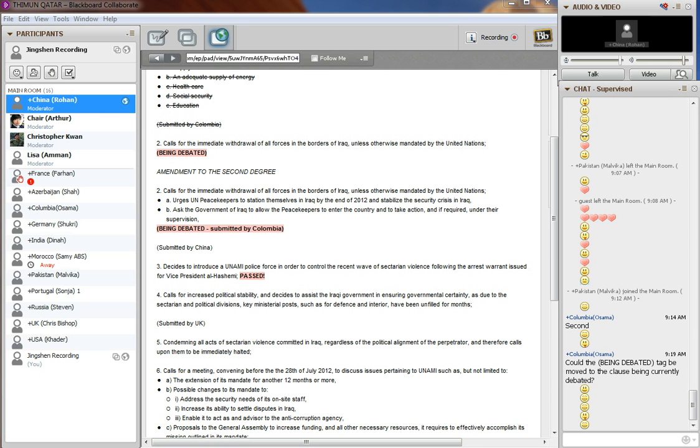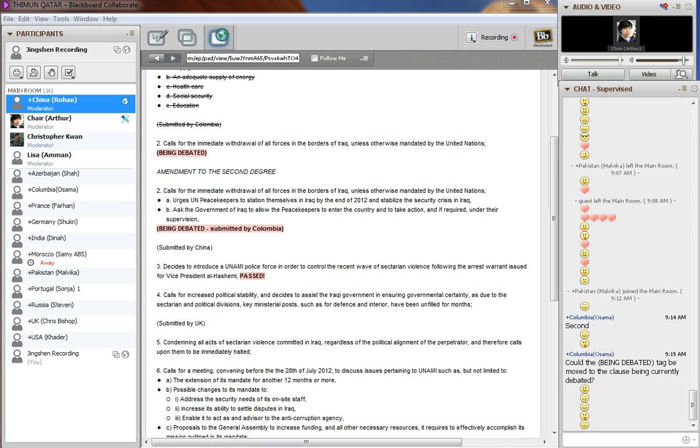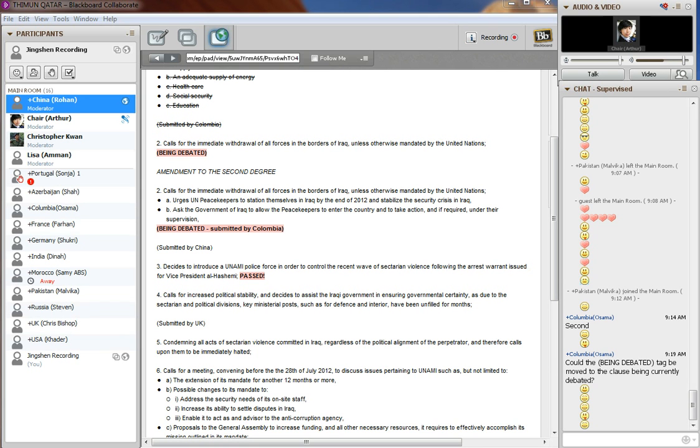Second. Second. Are there any objections? Seeing as there are none, that will be entertained. We'll now move directly to time against this amendment. Are there any delegates that would speak against this amendment? Delegate of Portugal, you've been recognized.